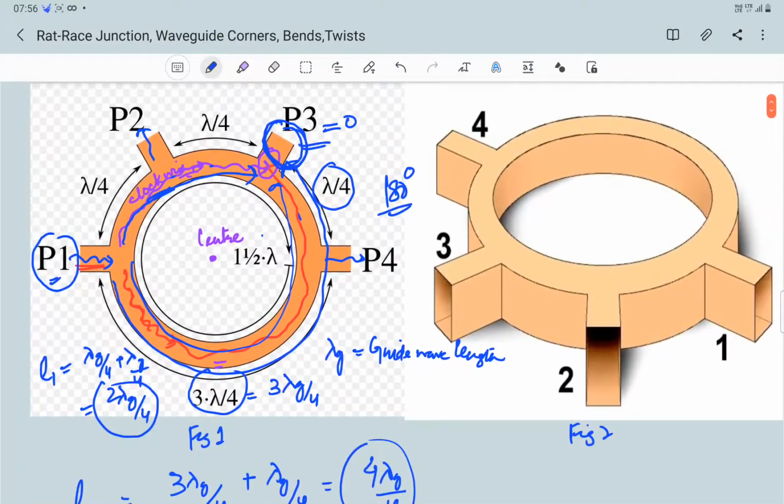Now let's try to see the path difference between waves reaching port 2. Case number 2.